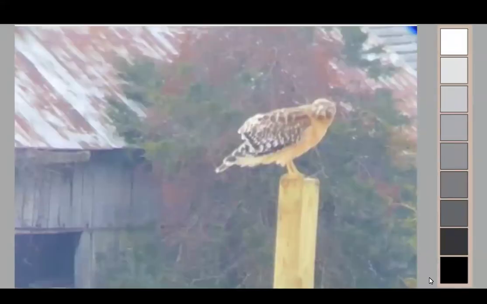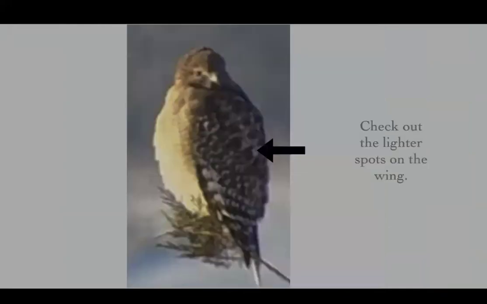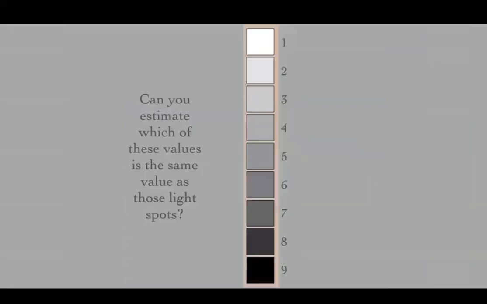Sorry, I think it went backwards. Okay. So, here is a good value question. You want to check out these lighter spots on this wing, and we're going to talk about what value that is. So see if you can guess which value on this value scale those little lighter spots on the wing might be. I'll give you a minute. You can see which number it is. And then we're going to actually check it and take a look.